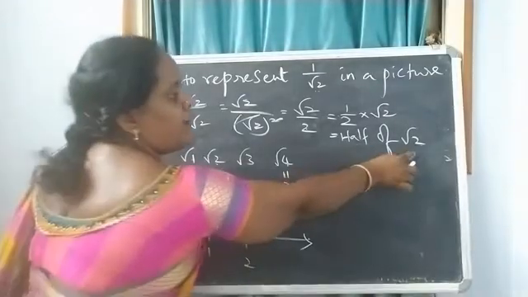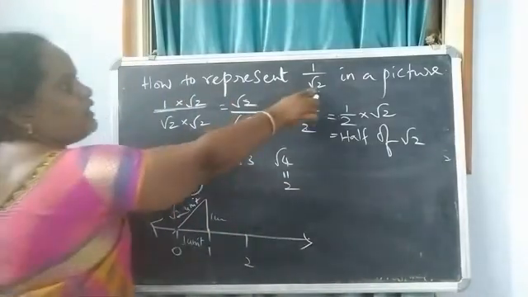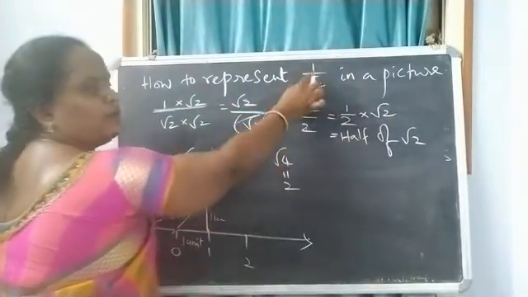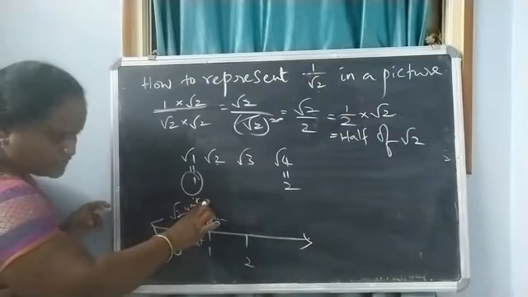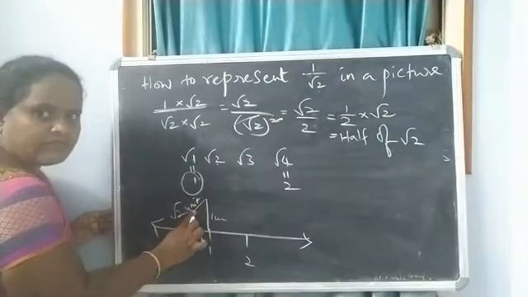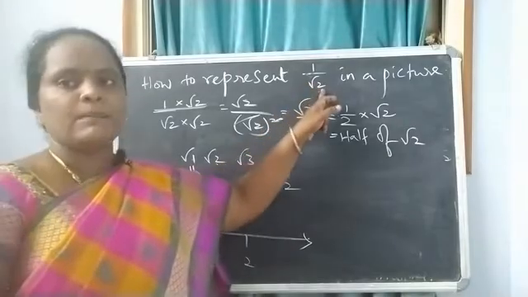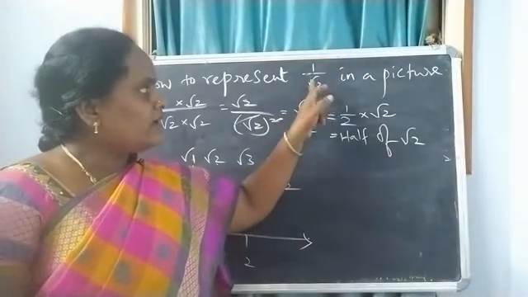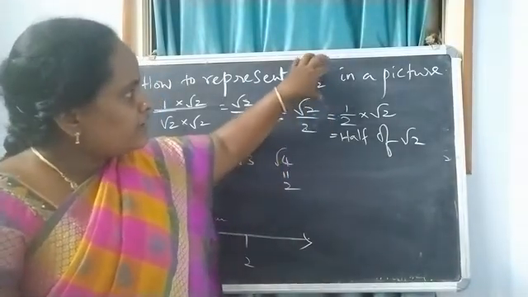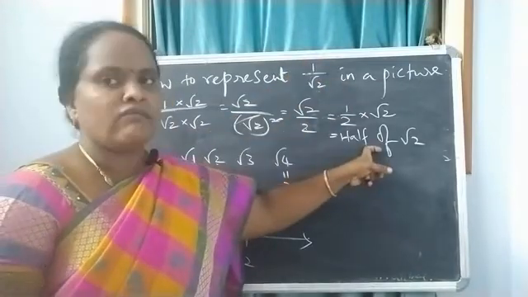But what is half of root 2? Which is 1 by root 2. Half of root 2 is nothing but 1 by root 2. So, this is root 2. Half of root 2 means just half of that. So, now we have a picture for this type of numbers also. So, here we have taken the different form of 1 by root 2, that is half of root 2.